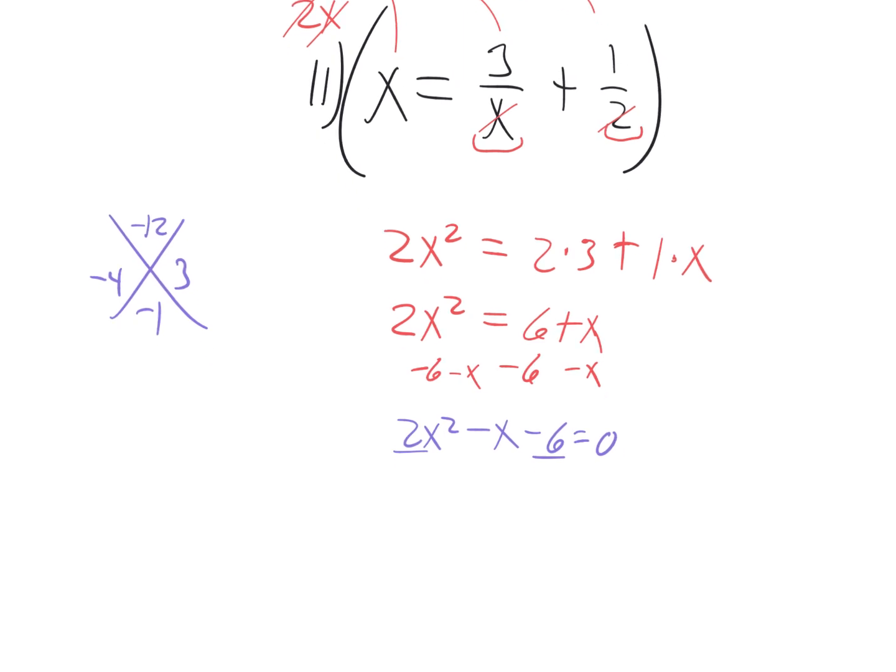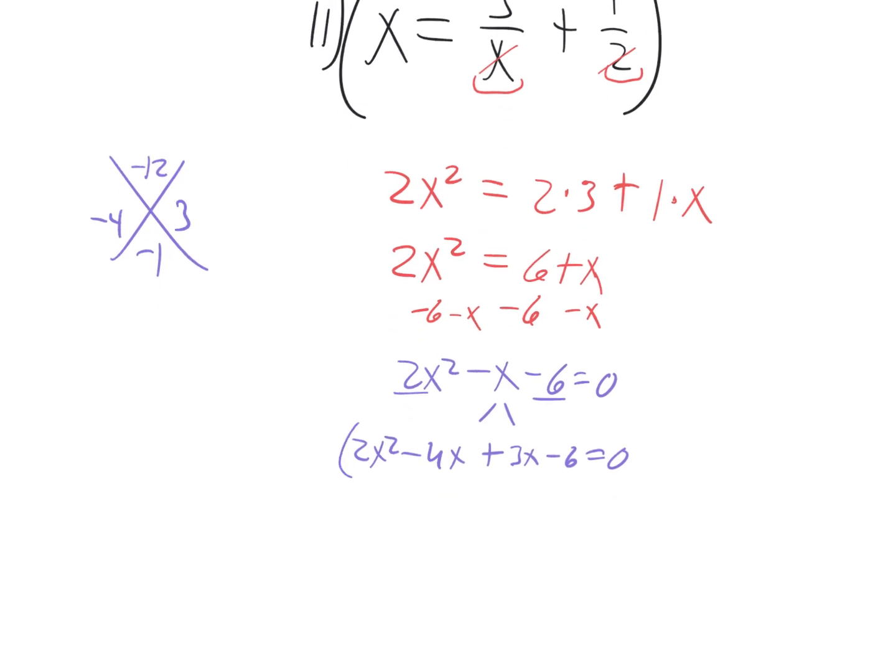Now, since there's something in front of our x squared, we want to split up the middle term and factor it by grouping. So we get 2x squared minus 4x plus 3x minus 6 equals 0. And then group the first two and then group the second two. In the first group, you can take out a 2x, and you're left with an x minus 2. In the second group, you can take out a 3, and you're left with an x minus 2.